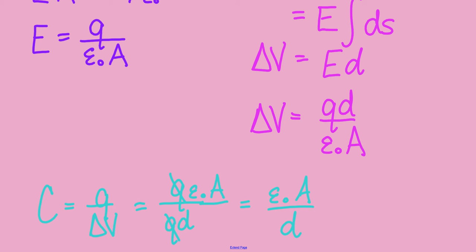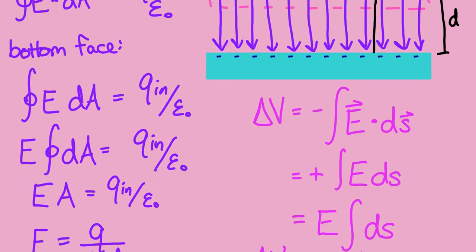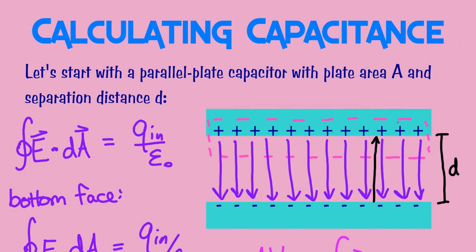Another thing that makes this a bit simpler than it could otherwise be is the fact that the electric field in between these two plates is constant. That means that we don't have to use the superposition principle to be able to find the electric field from one plate and then the electric field from another.